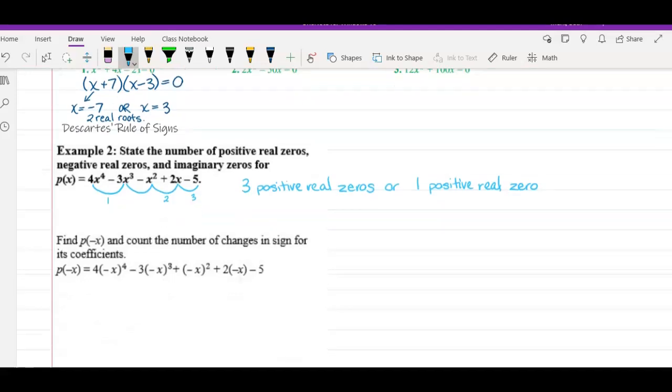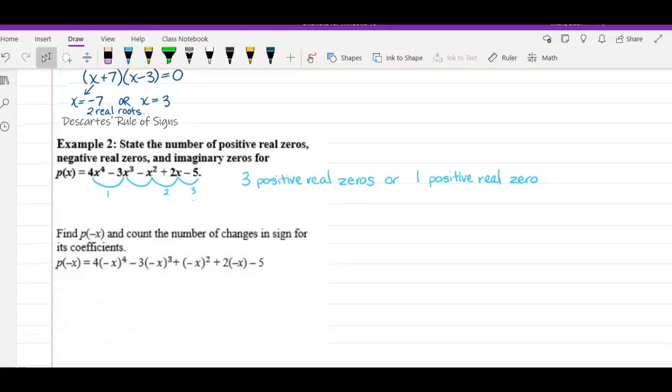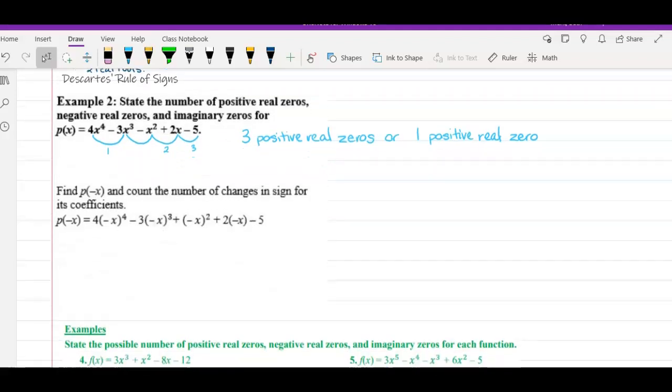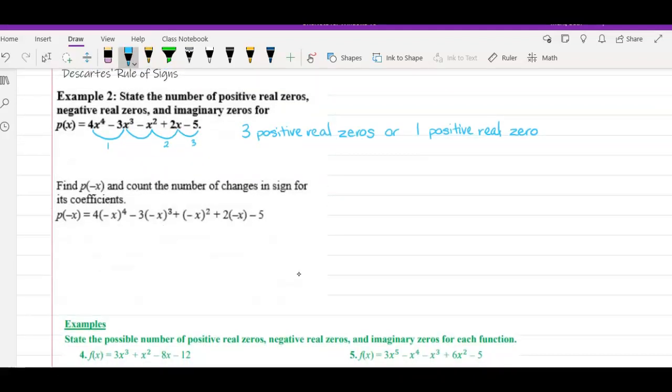All right, so now we have to figure out, well, how many negative real zeros would there be? So the first thing we have to do is compute p of negative x. So notice I'm taking out x everywhere that I had an x in my original polynomial. I'm taking out x and I'm replacing it with negative x. Now we need to simplify.